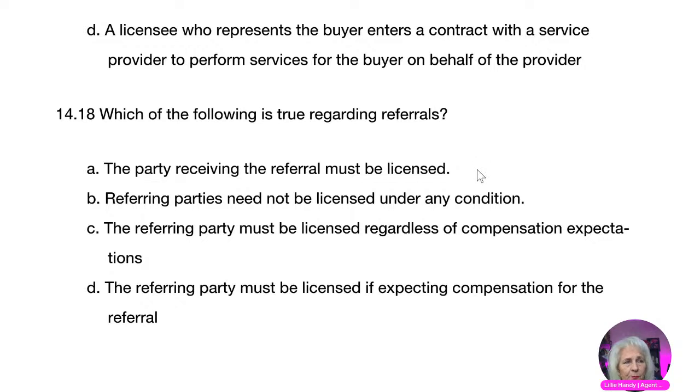Okay, the party receiving the referral must be licensed. Both parties must be licensed if there is one agent referring to another. Referring parties need not be, and there's money exchanged. Referring parties need not be licensed under any condition. So be very careful. Under what conditions? Any condition. C, the referring party must be licensed regardless of compensation expectations.